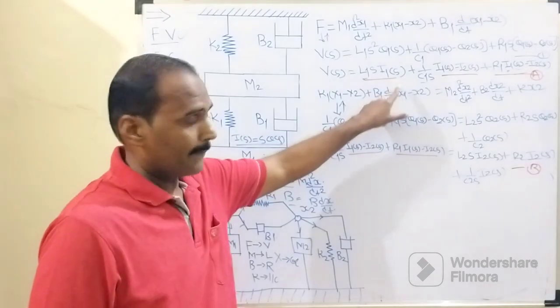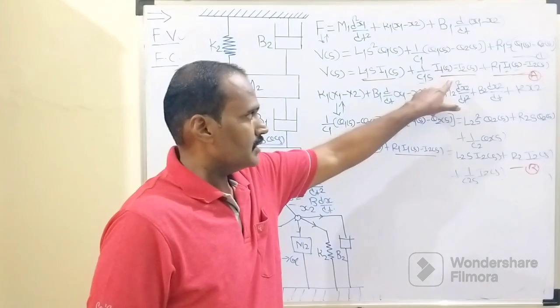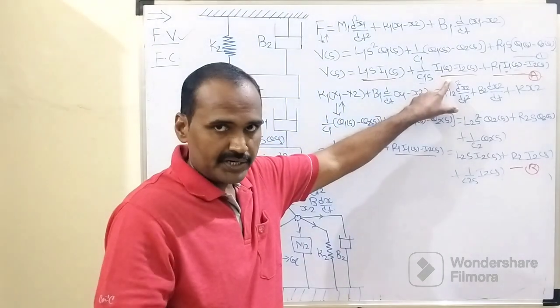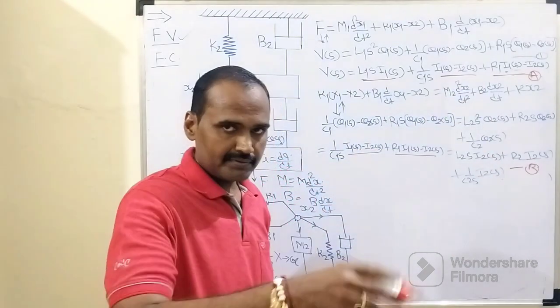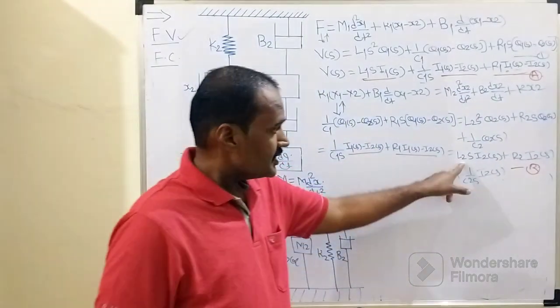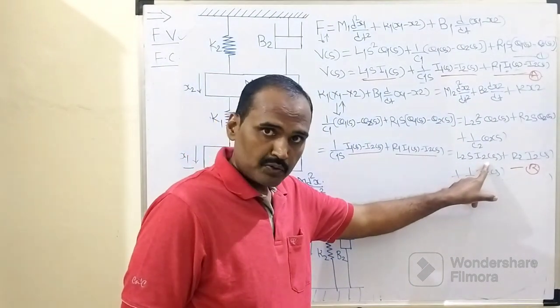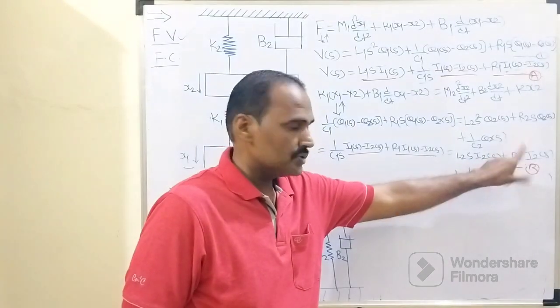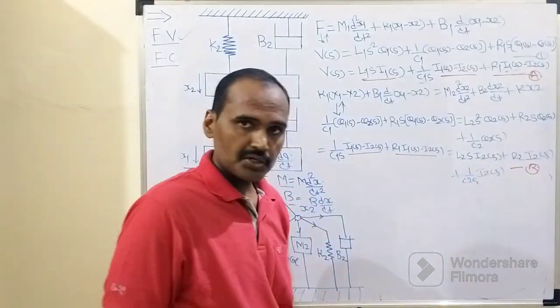So we come to this conclusion: through L1 there will be a circulation of I1. Through 1 over c1 there will be a circulation of I1 as well as I2. Through R1, I1 as well as I2. Through L2 there will be a circulation of I2 purely. Through R2 circulation of I2, and through 1 over c2 circulation of I2.